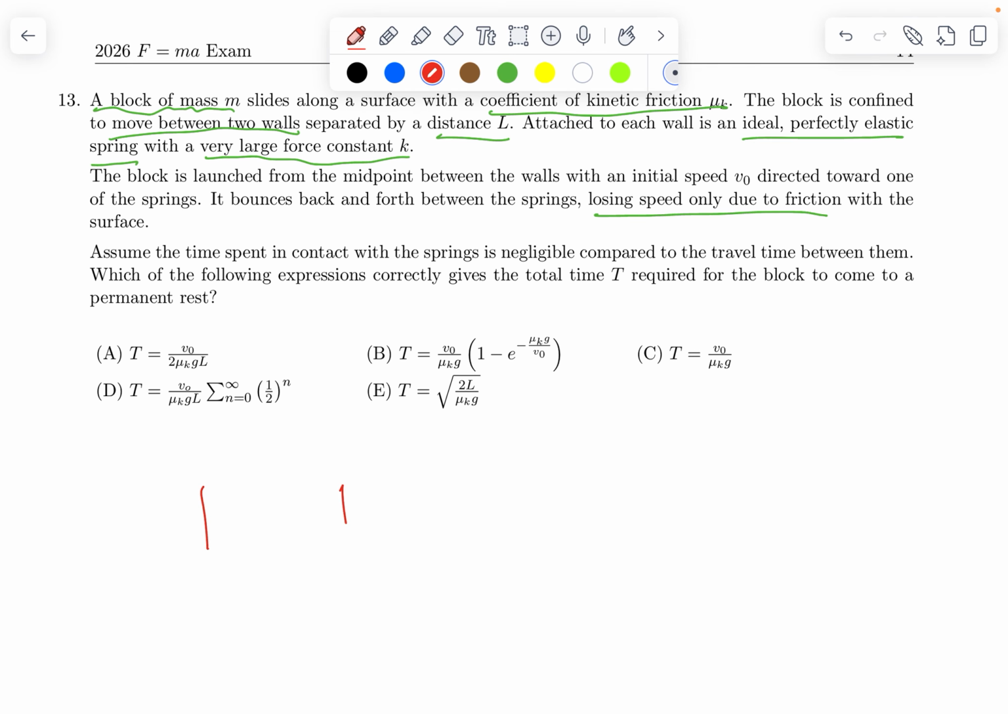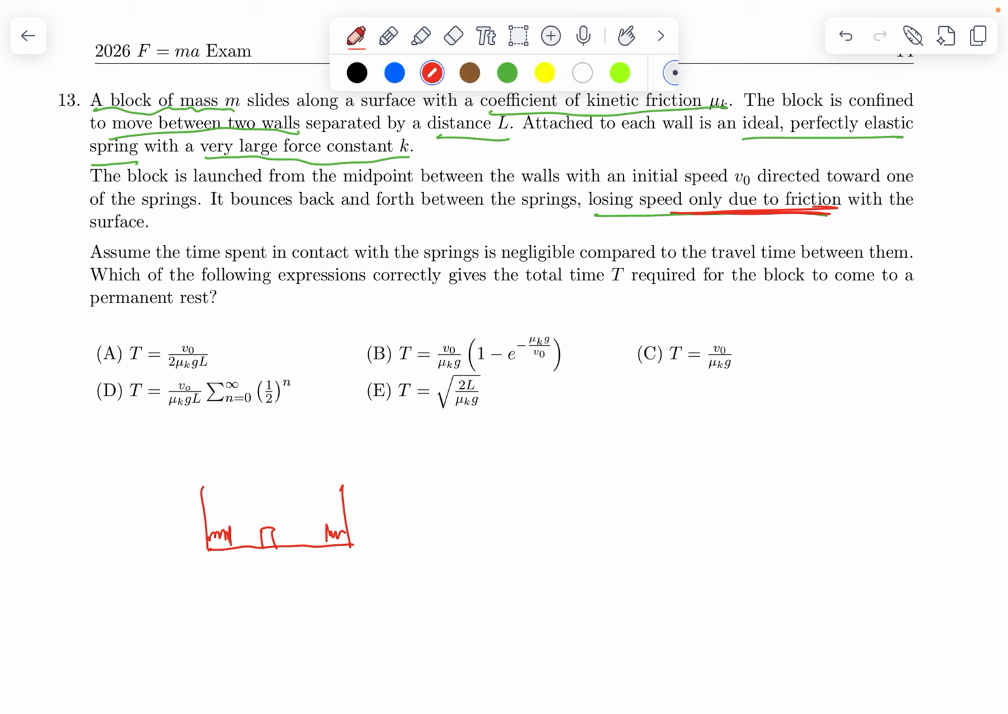There's two walls, and there's this block sliding between them, and there's these springs, right? So first of all, from reading the problem, we know that it's losing speed only due to friction, so that might give us the idea to use work or energy. And so let's look at the springs first.